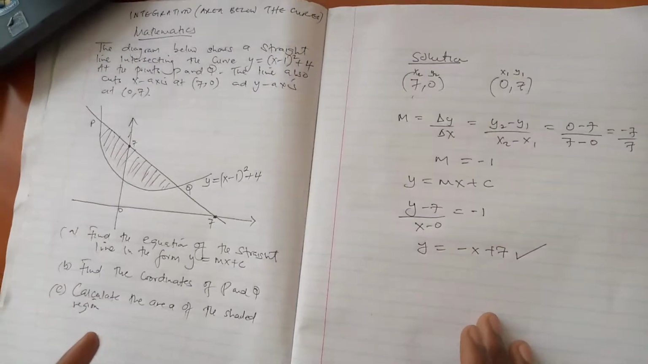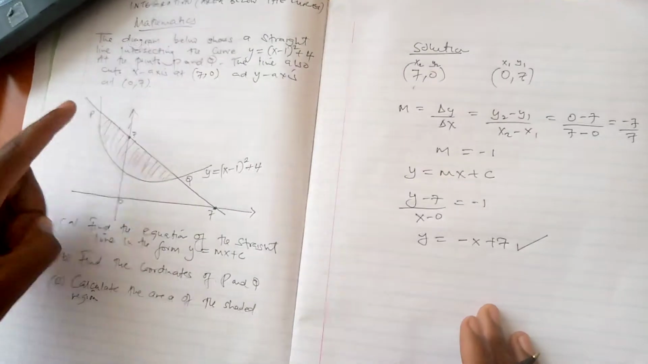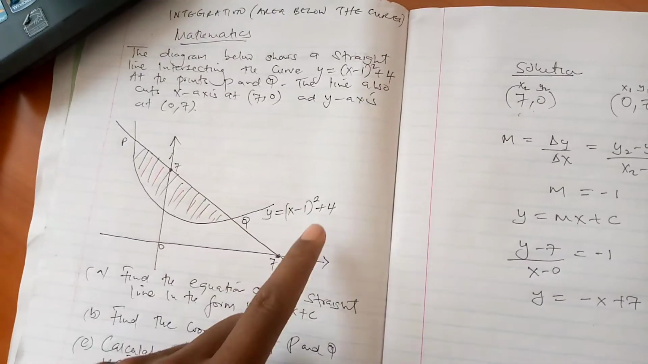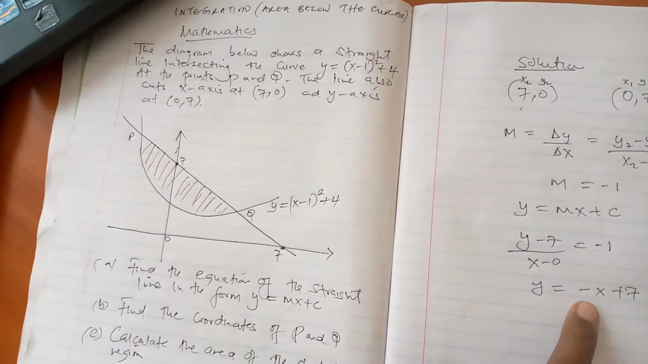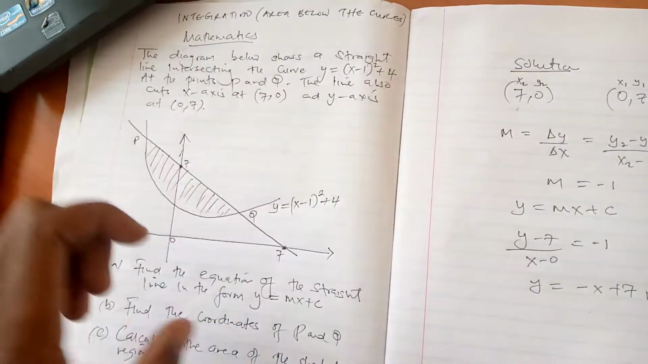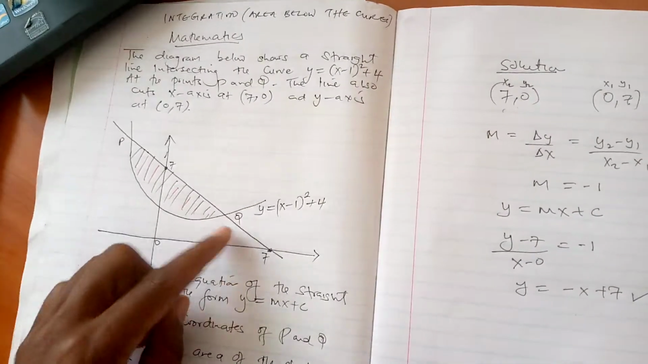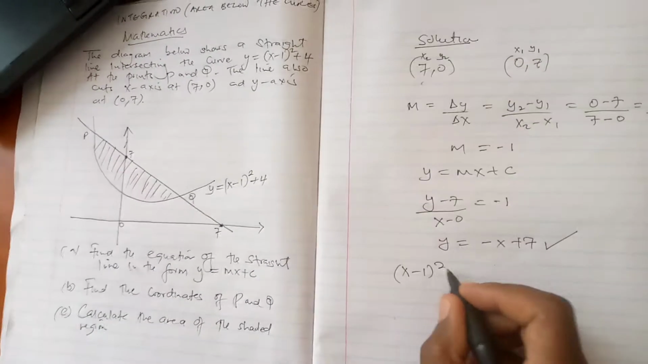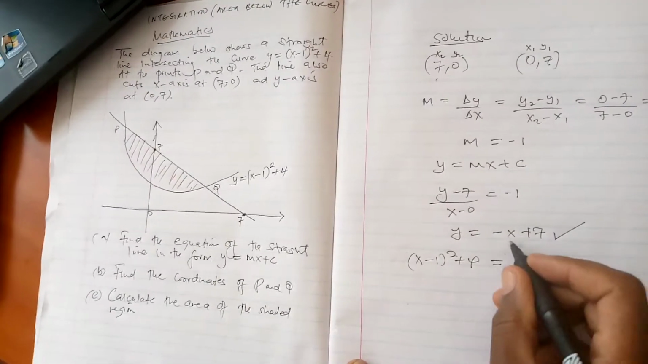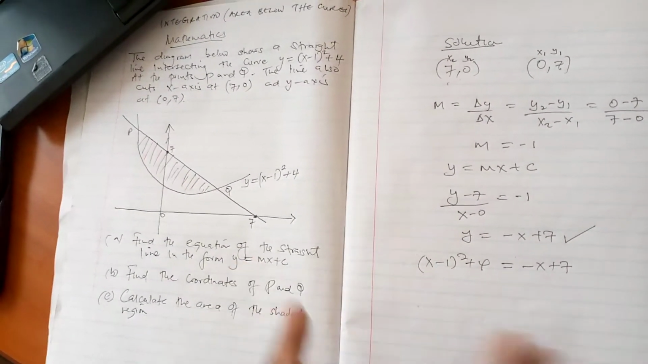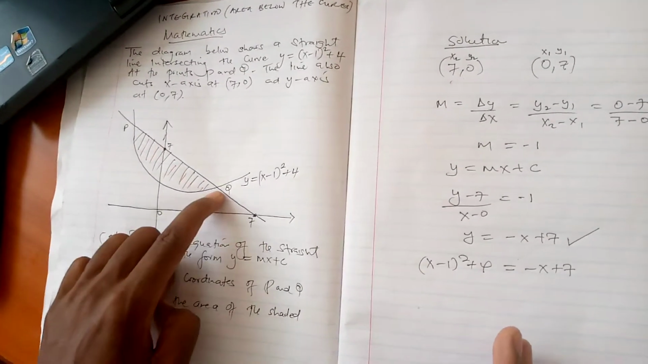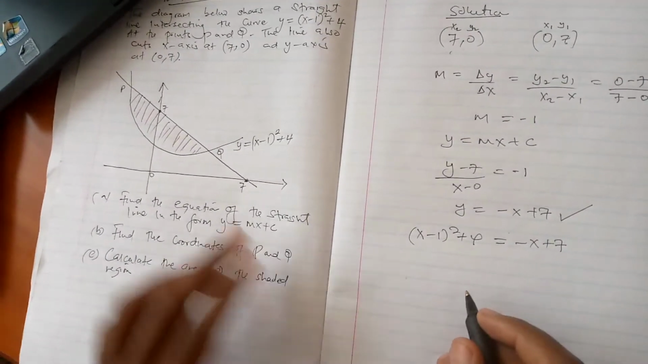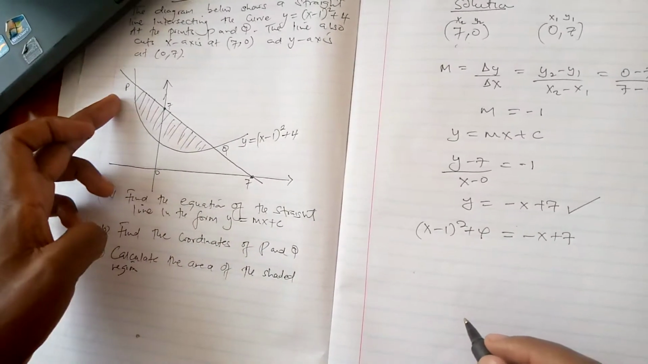The second question says, find the coordinates of points P and Q. So points P and Q are here, so you can see them. Now to get these 2 points, we are going to equate the equation of the curve and the straight line. The point of intersection between the curve and the straight line will give us the coordinates of the 2 points P and Q. So our curve is (x minus 1) squared plus 4, and our straight line is minus x plus 7. Now we are trying to establish where the two are equal, and this is at this point and at this point, and then we try to get the value of x, then afterwards we are going to get the value of y, and that will be the coordinates of points P and Q.